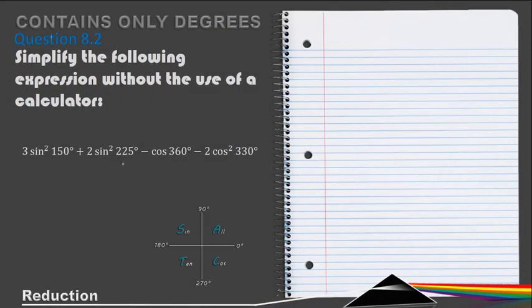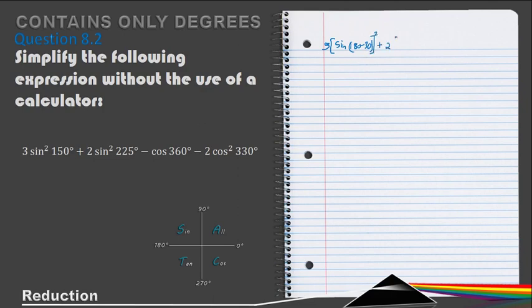Question 8.2. Now, here we have squares again, so I'm going to rewrite it with the square on the outside. I'll put brackets around my whole expression. So this is going to be 3, and then inside I've got sine 150. Now 150 I can change into 180 minus 30. So this becomes sine 180 minus 30 degrees, and that's squared, plus 2.